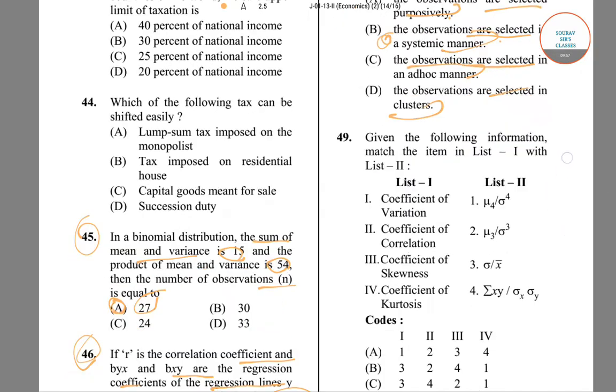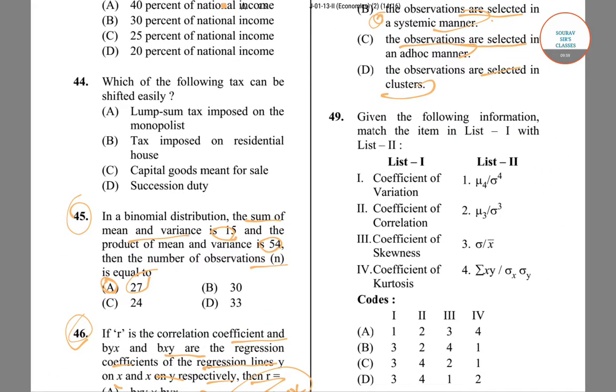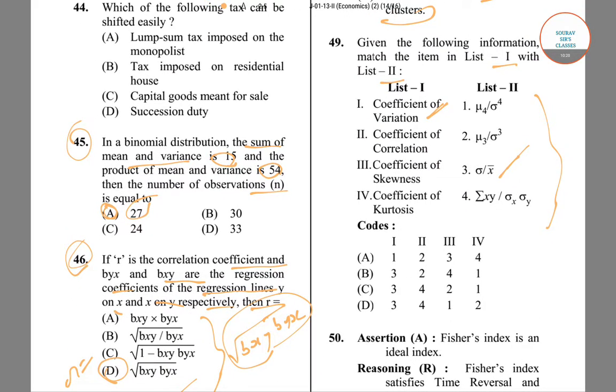So in question number 49 it is given: given the following information, match the items in list 1 and 2. So we have to find out the coefficient of variation. Out of these 4, we know it is number 3, that is sigma by x bar. So coefficient of variation is equals to sigma by x bar. So for 1 it is 3. So we can cancel out this one. So now we are left with these 3 formulas.